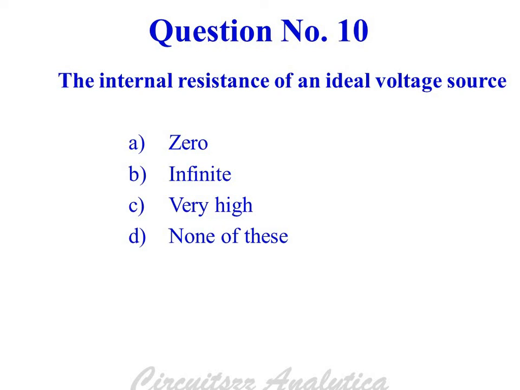The internal resistance of an ideal voltage source is 0. For a voltage source, ideally internal resistance is 0, and for a current source, ideally internal resistance is infinite. Practically for a voltage source, internal resistance is very small, and for a current source, internal resistance is very high.